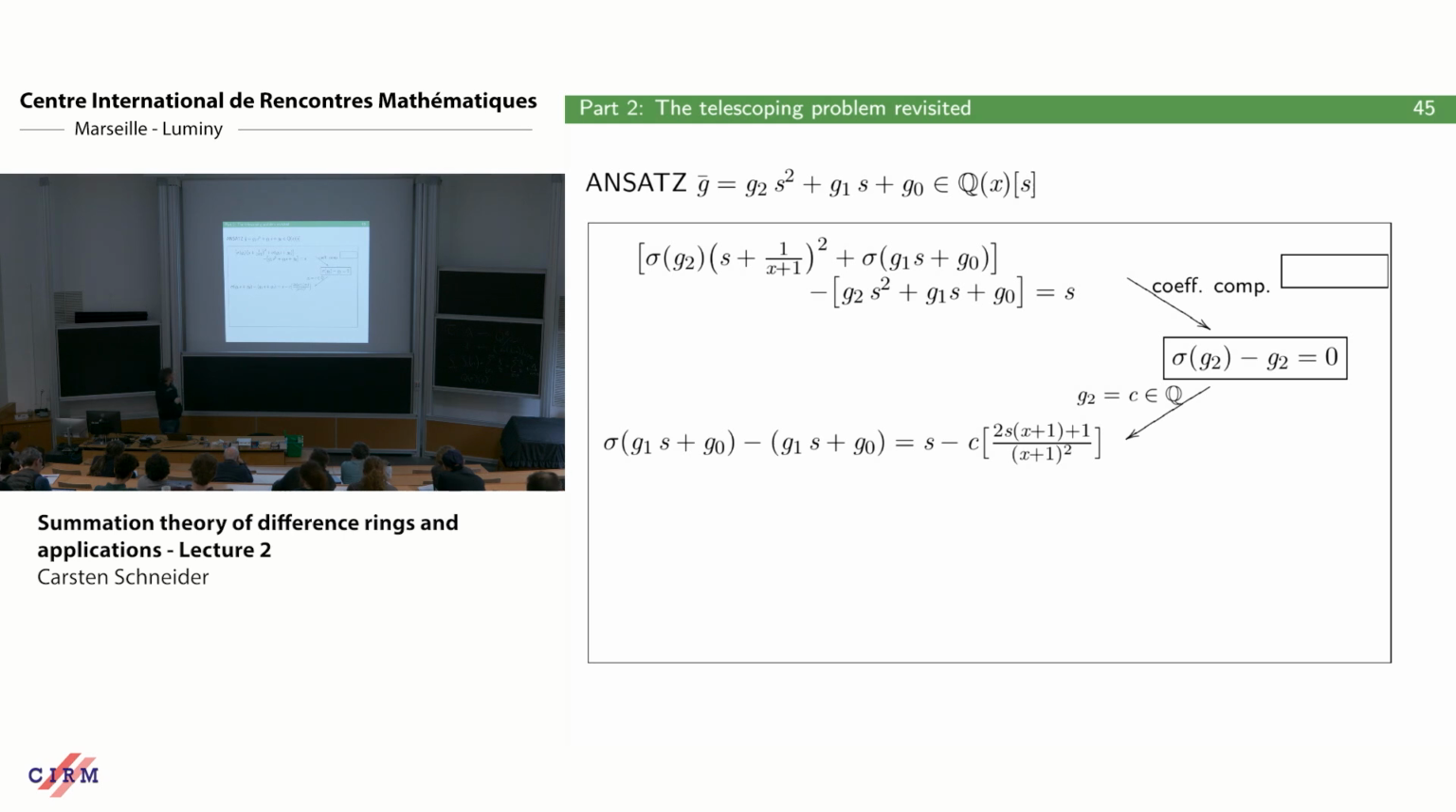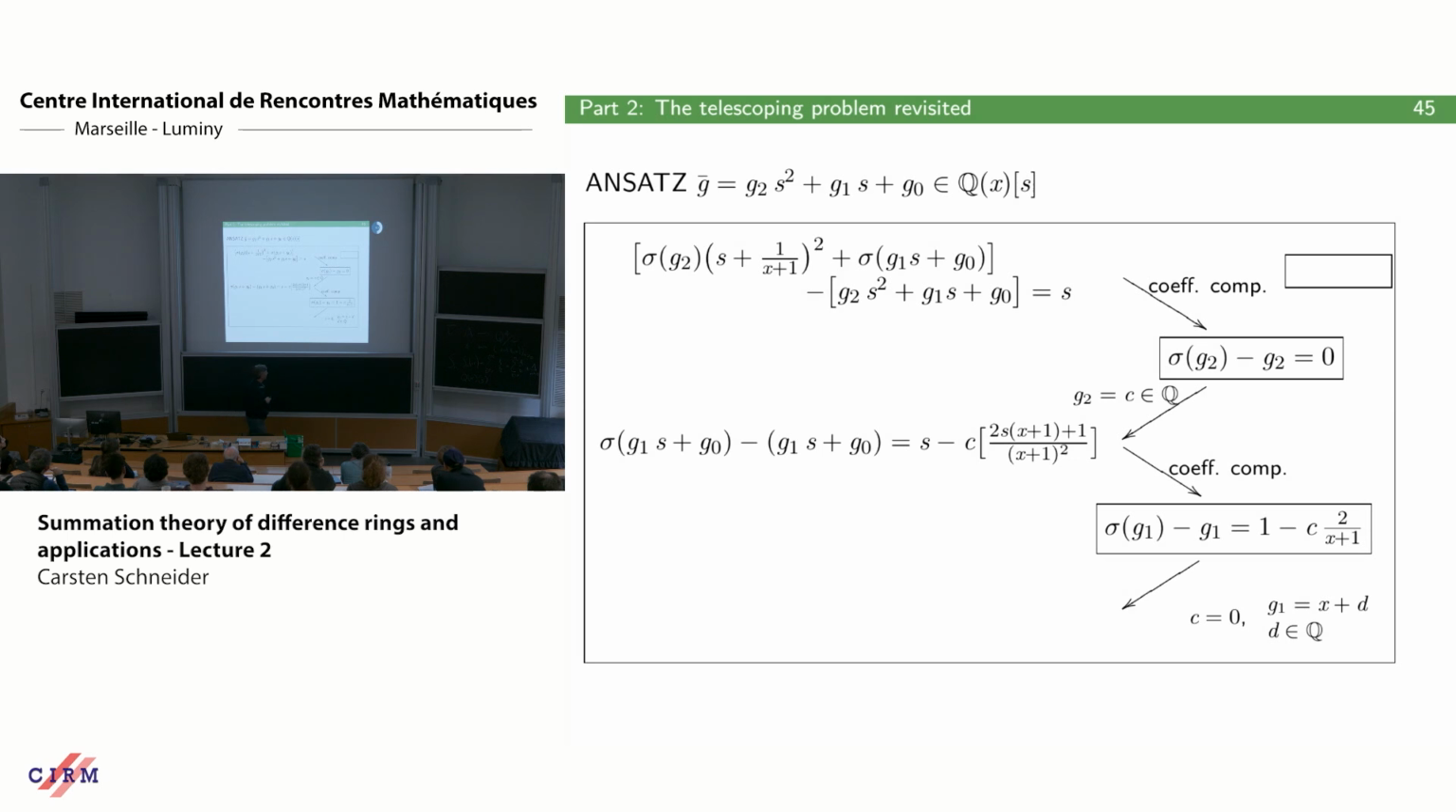I do coefficient comparison with respect to S itself. I get that constraint. In this case, I find the solution G1 with an unknown D, and it turns out C is 0.